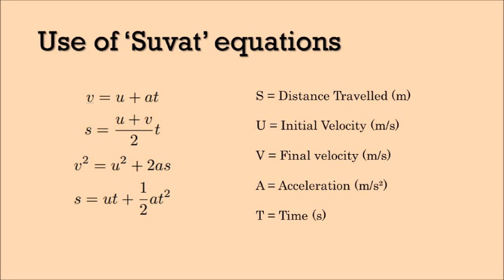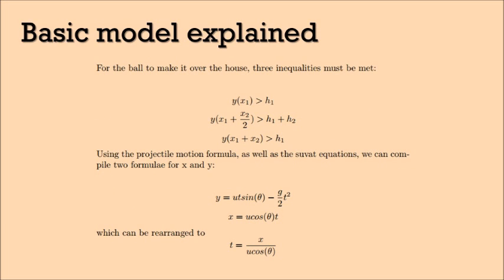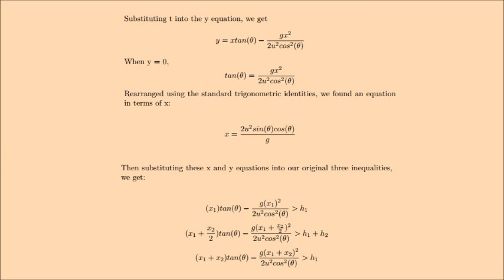These are the SUVAT equations that you learn at A level, and these are the ones we use to develop our model, particularly the 4th equation. So in order for us to start our basic model, we found 3 basic inequalities that must be met. Using the projectile motion formula, as well as the SUVAT equations, we can compile 2 formulas for x and y, which also can be shown. Then we can substitute t into the equation y, and we get y equals x tan theta minus gx squared all over 2u squared cos squared theta. Because the vertical displacement of the ball at this point is 0, we decided to make y equals 0 and rearrange the equation to get what is shown on the board.